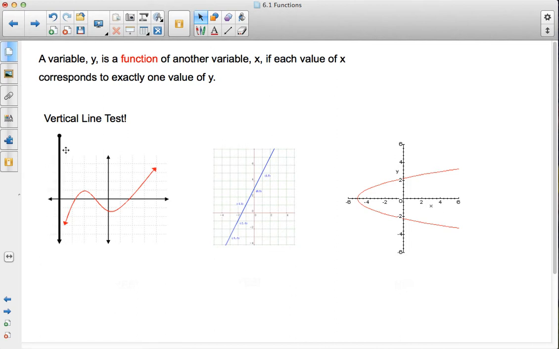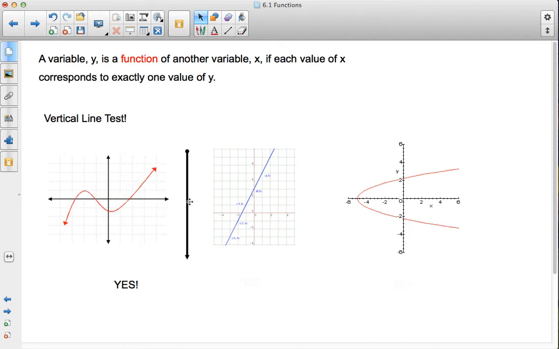So for example, let's say you were looking at a couple graphs on a sheet of paper and you had your pencil. You'd run it across the graph and you'd see that at no point does the line pass through more than one point on the graph. Here, so this, we can say, is a function.